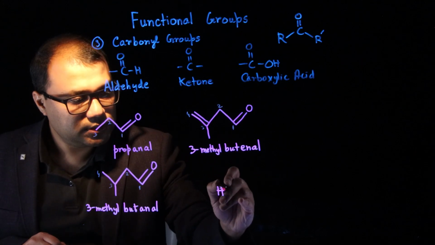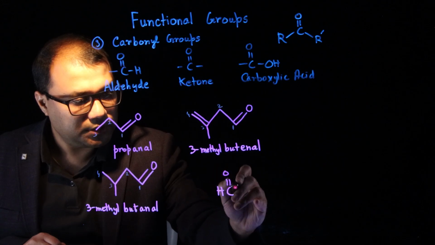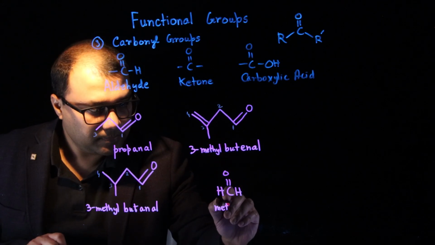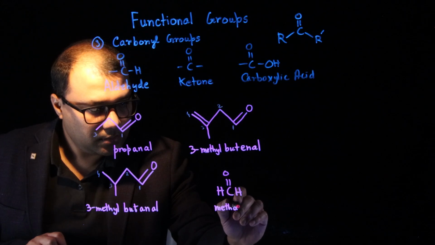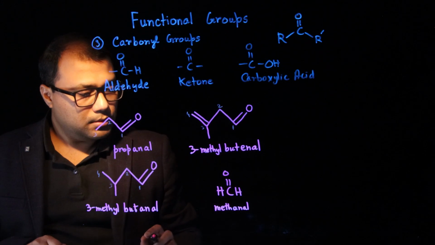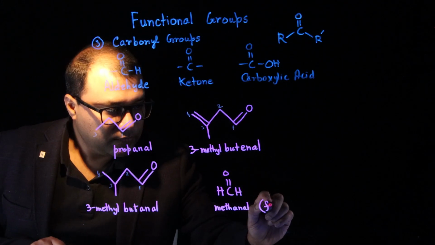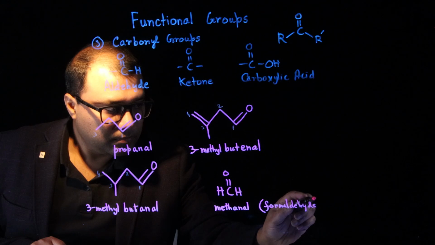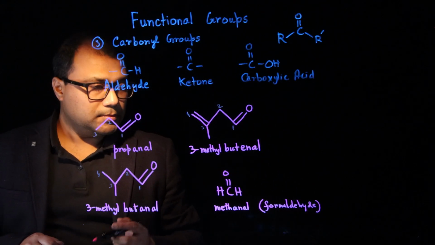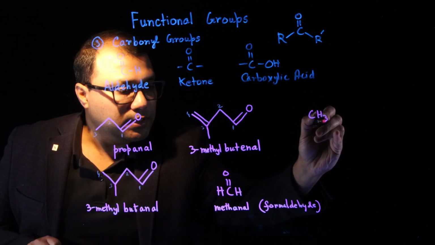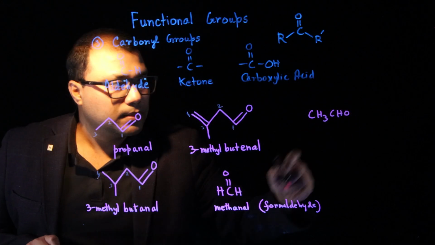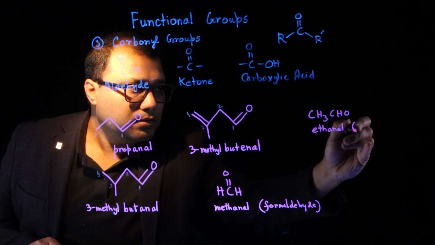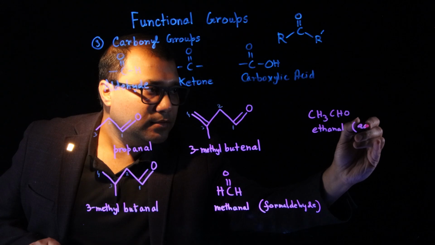couple of other ones. H, C, double bond O, H. This is called methanal. The common name for this is formaldehyde. Similarly, we have CH3, CHO. This is ethanal. The common name is acetaldehyde.